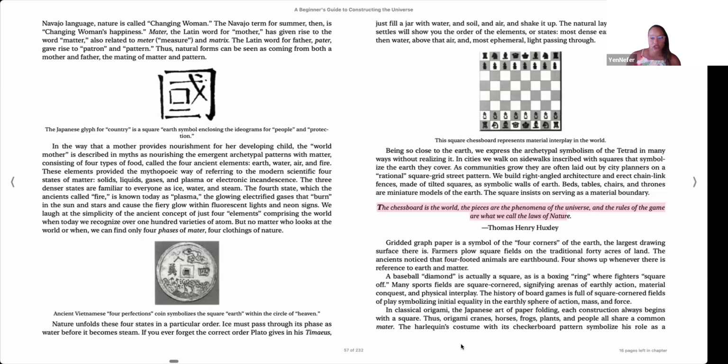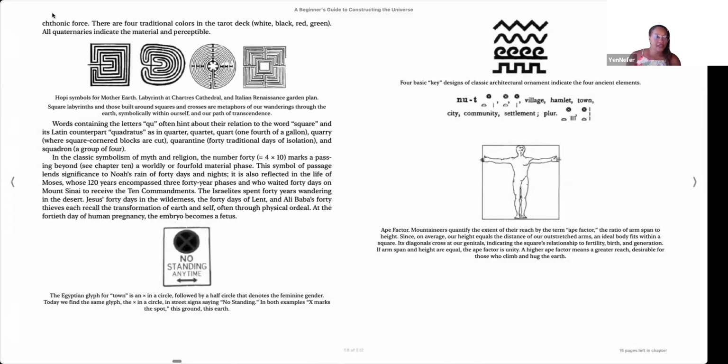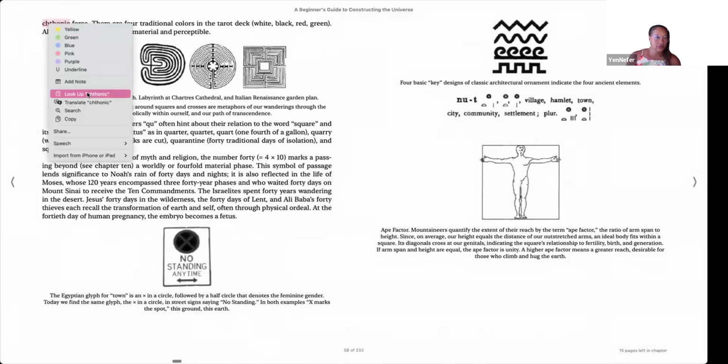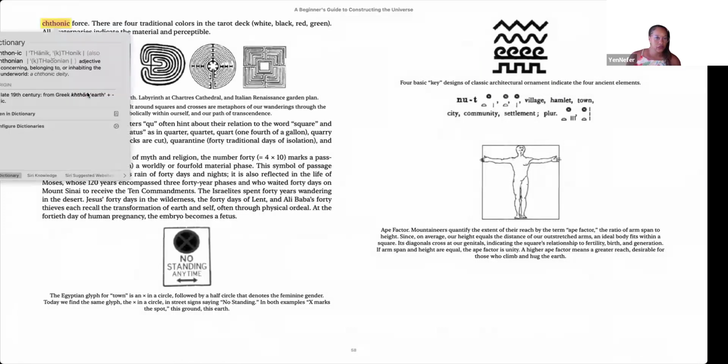The Harlequin's costume with its checkerboard pattern symbolizes his role as a, let's look this up. Oh my goodness. Thonic, Thonic. Maybe it's just Thonic.